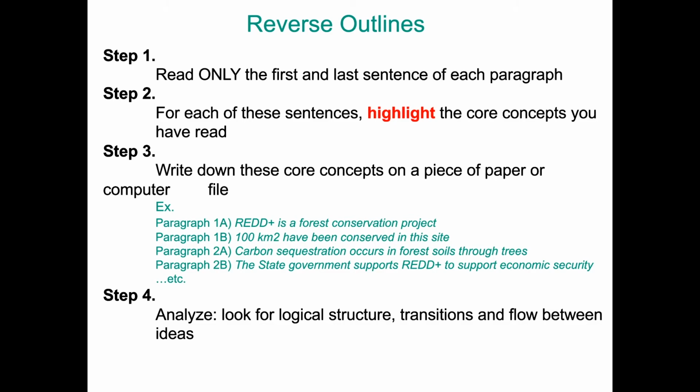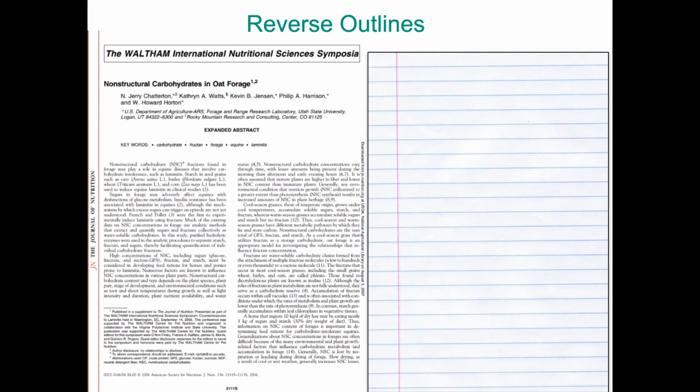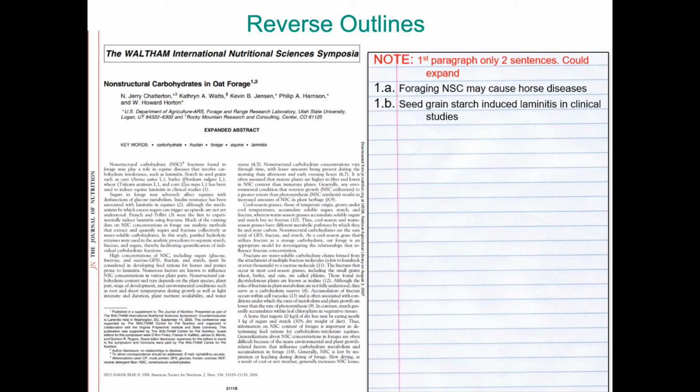So an example of how we can create a reverse outline would be like this, from the non-structural carbohydrates in oat forage article presented here. What's also great about reverse outlines as part of an outline template is we can make notes on other aspects of construction. For example, in the case here, the first paragraph is actually only 2 sentences, so we might want to, in our own writing, have a more expansive first paragraph that is more than just 2 sentences. But the reverse outline for the first paragraph would look something like this.